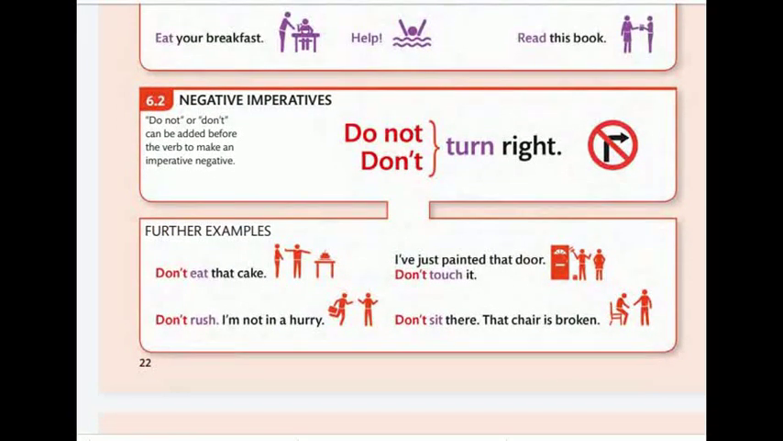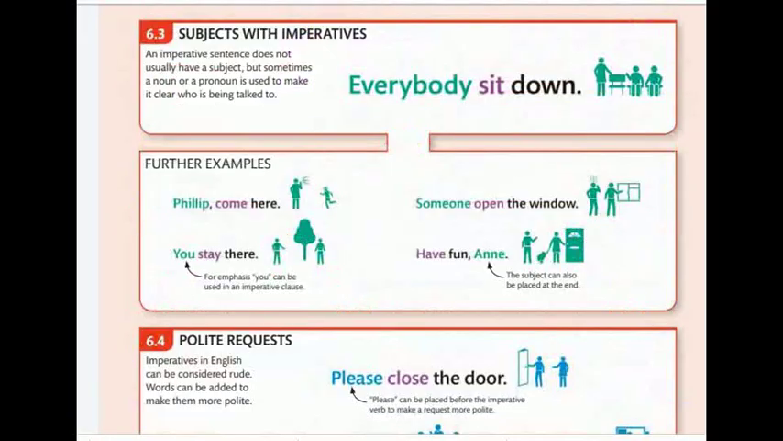6.2 Negative imperatives. Do not or don't can be added before the verb to make an imperative negative. Do not, don't turn right. Examples: Don't eat that cake. Don't rush, I'm in a hurry. I have just painted the door, don't touch it. Don't sit there, the chair is broken.